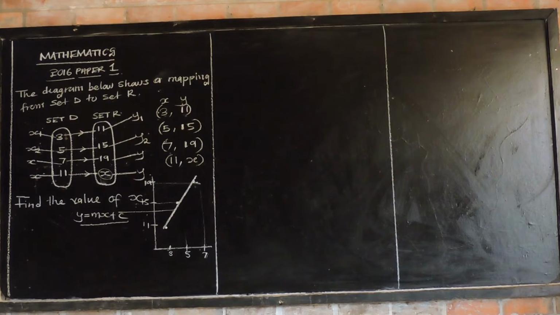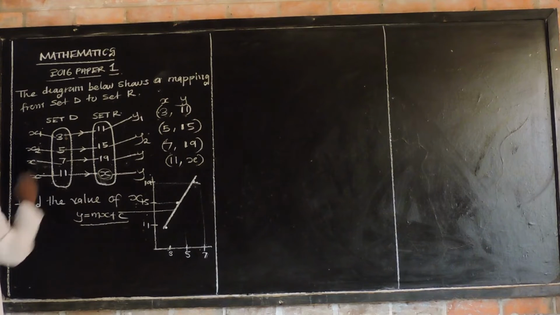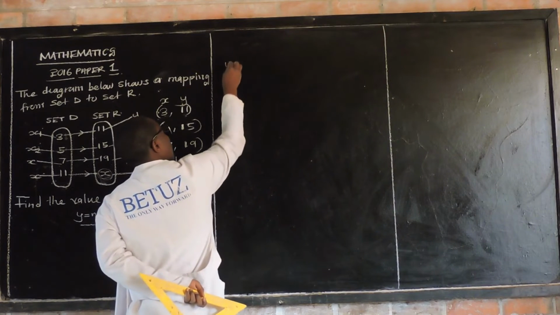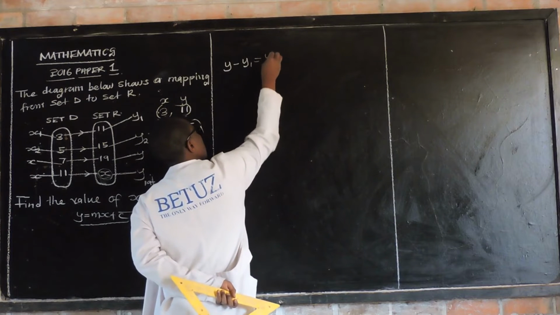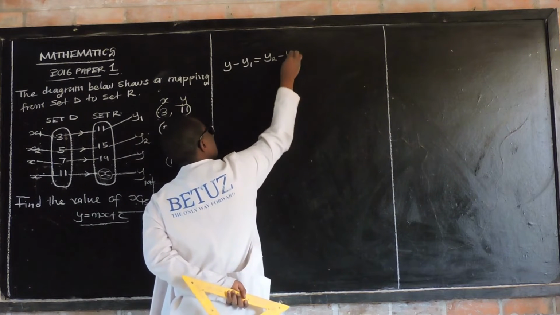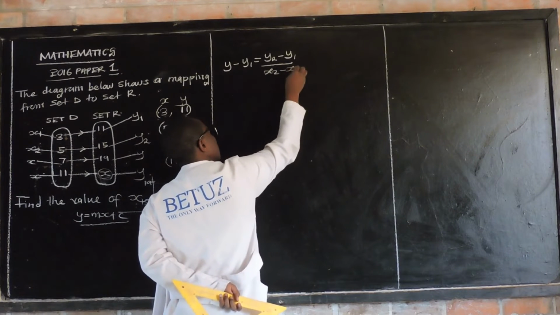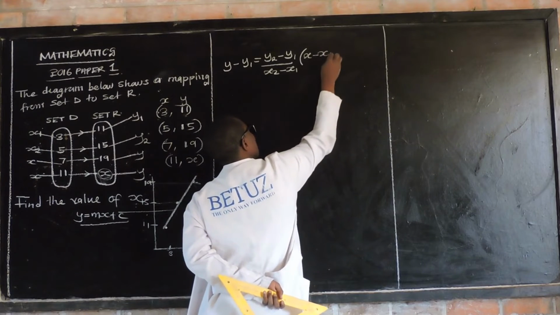So what you're going to do is use these two pairs to come up with an equation. Then from that equation, you're going to come up with a formula which is going to help us find the missing value of y, which is x. So the equation is given by y minus y1 is equal to y2 minus y1 over x2 minus x1, open up the brackets, x minus x1.